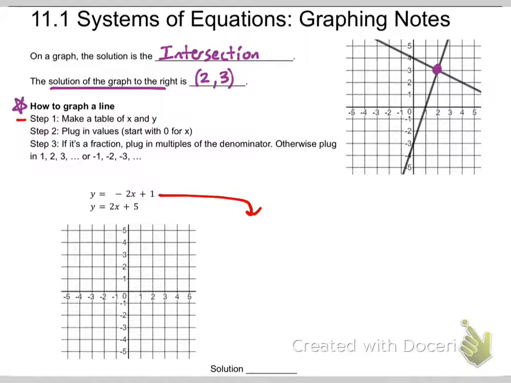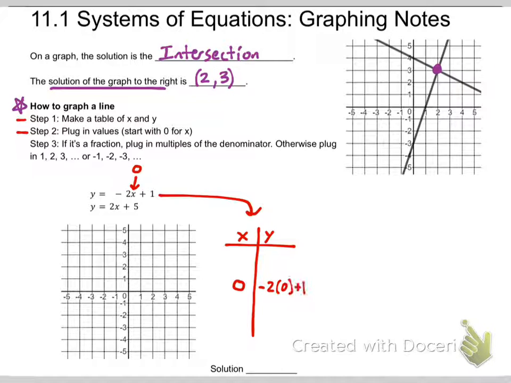y equals negative 2x plus 1. X and y table. Great. Next, we're going to plug in values, and I would always recommend starting with plugging in 0 for x. Notice I left some space down there because I might want to plug in some negative numbers above it and some positive numbers below it. So I'm going to plug 0 into our equation, right there, for x.